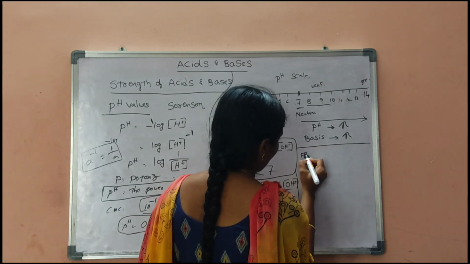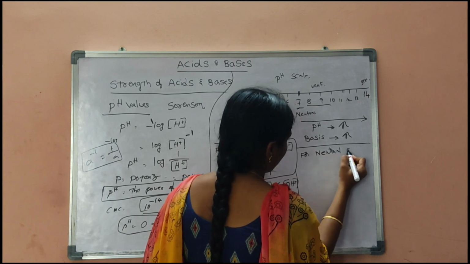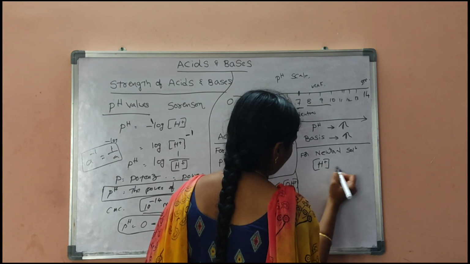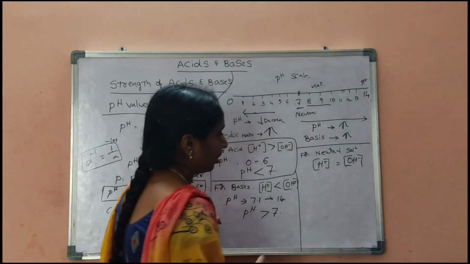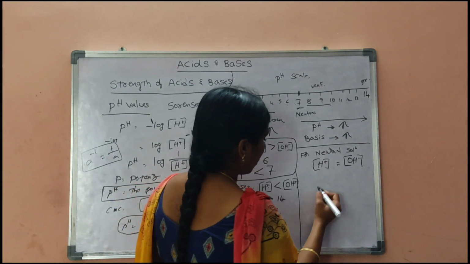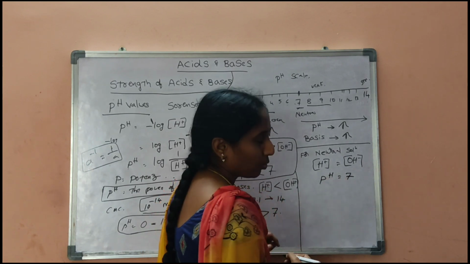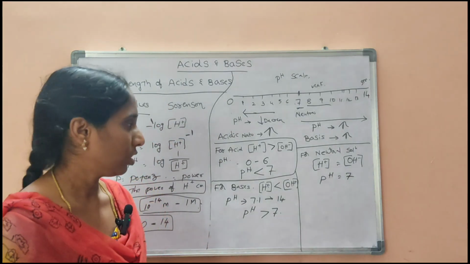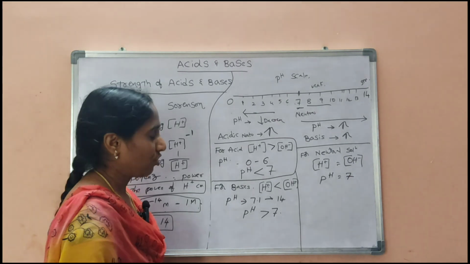For neutral solutions, the H plus ion concentration is equal to the OH minus ion concentration. So pH equals 7. Pure distilled water has a pH of 7. This is about pH.